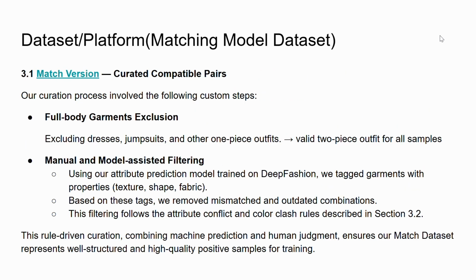This slide explains how we cleaned the good match dataset. First, we removed full-body outfits like dresses and jumpsuits to focus only on valid top-bottom pairs. Then, we used our attribute prediction model to tag each item with features like texture and shape. Based on these tags, we manually filtered out outdated or weird combinations. For example, a sporty hoodie paired with formal trousers. By doing this, we ensured that all the samples in our match dataset are truly compatible and modern.